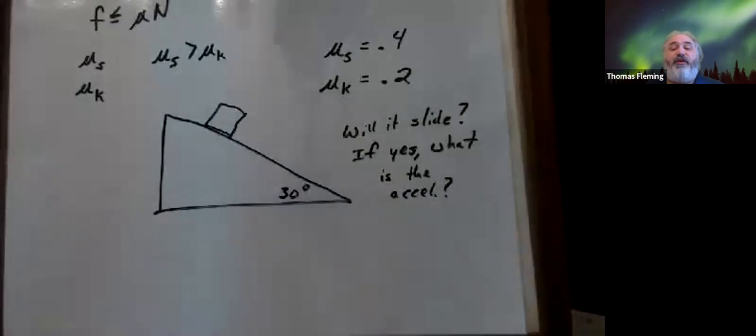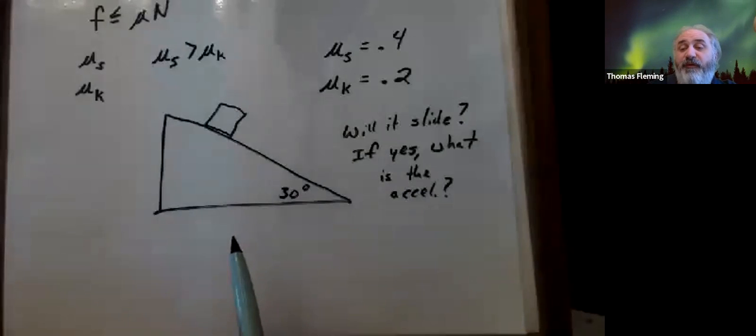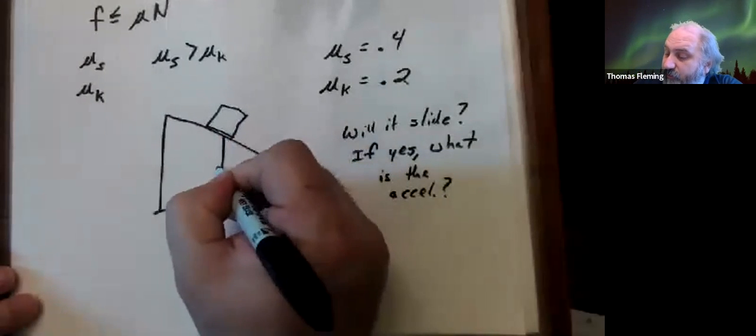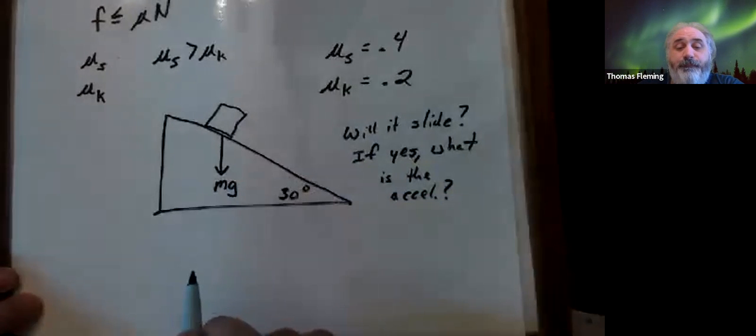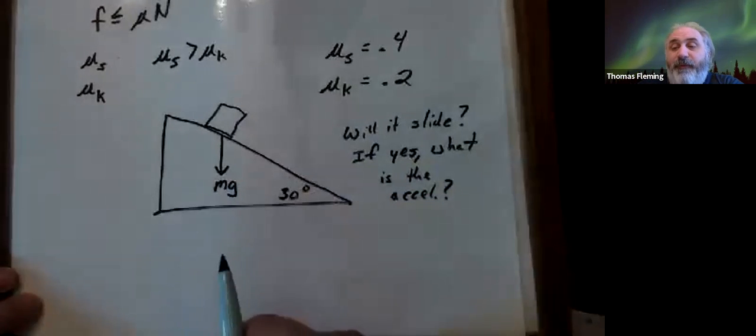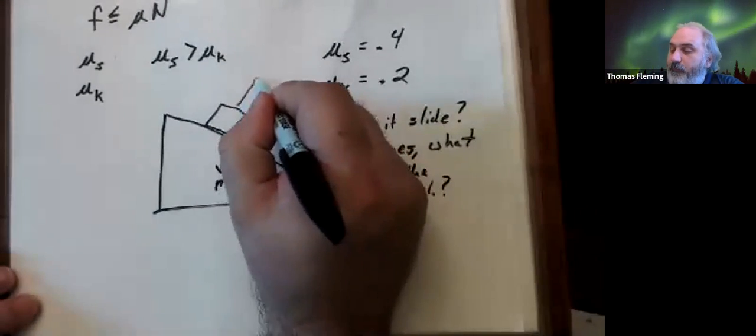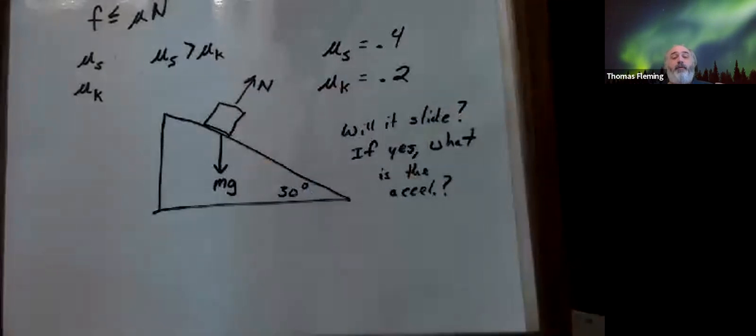So to think this through, let's think about this the same way we would do any other Newton's law problem, right? The first thing we're going to do is a free body diagram. We're going to figure out what forces we've got. Now, obviously, this box is going to feel a force of mg pulling it downward. And it's going to feel a force from the ramp. That's the normal force, right? And that force is going to be perpendicular to the ramp, which is right there.